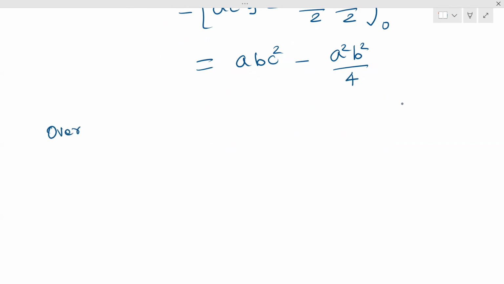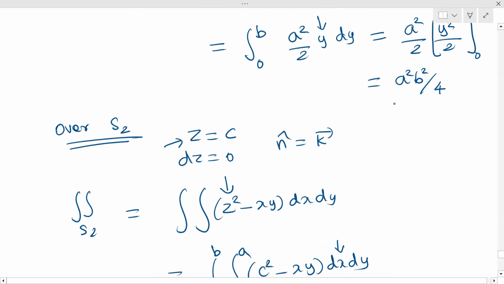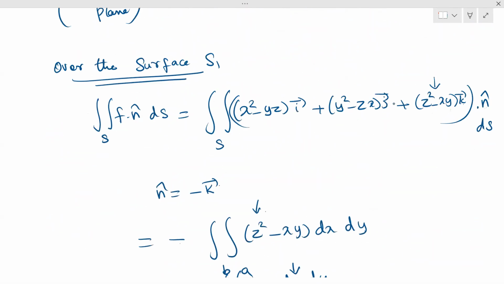For the third surface, what is the condition? We said x equal to 0 and dx equal to 0. N cap is minus i. Minus i means we will get only the i component, which is the i component with minus sign.